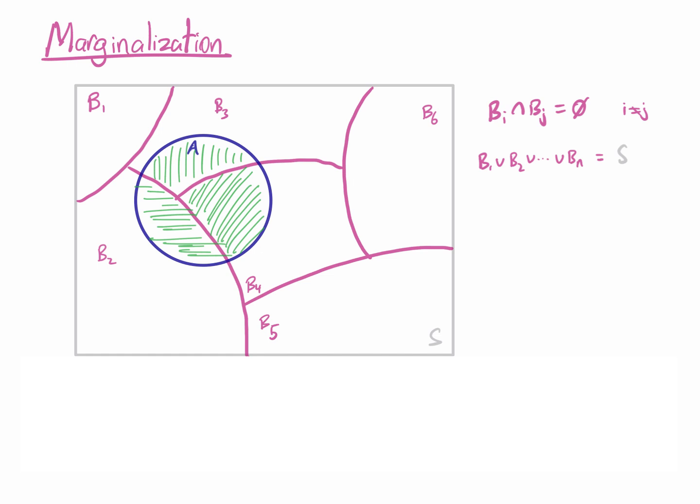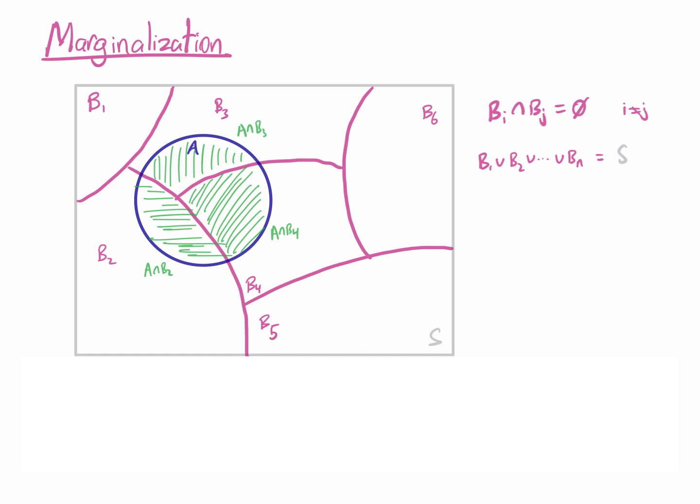Well, let's think of each of these pieces as intersections. This piece up top here is A intersection B3. This piece is A intersection B4. And this piece is A intersection B2. And we can see that the sum of each of these intersections adds up to A itself.